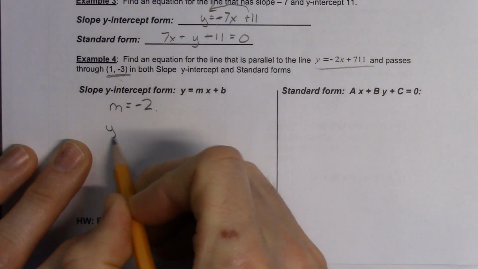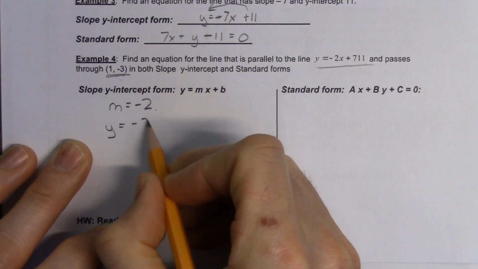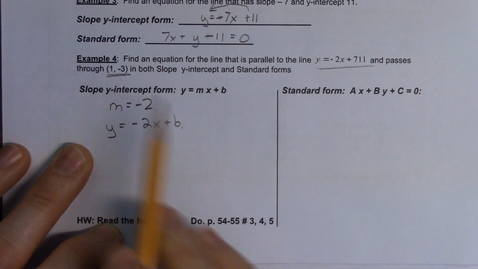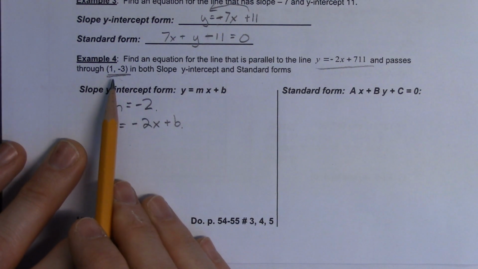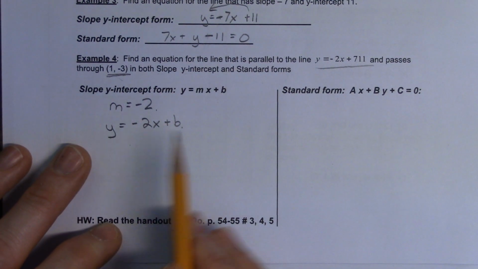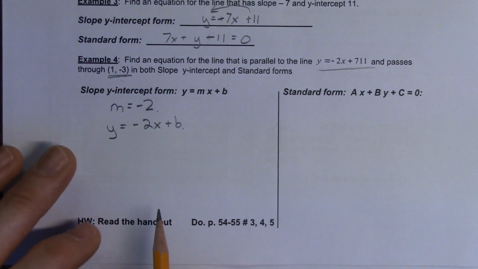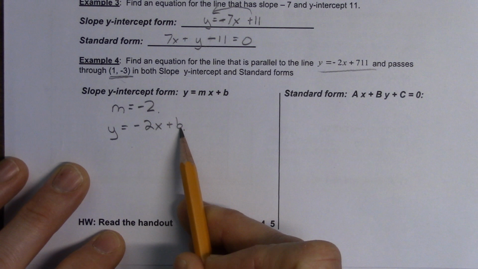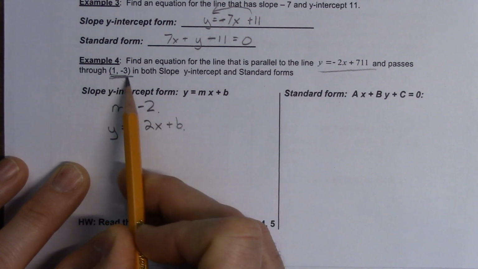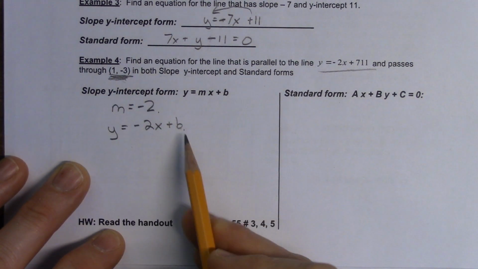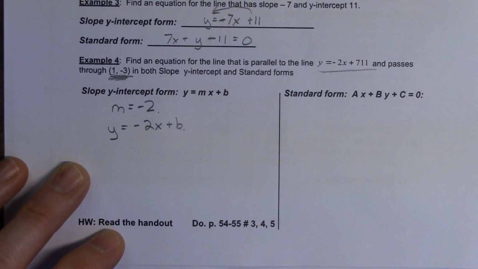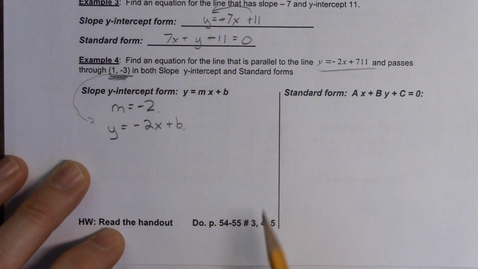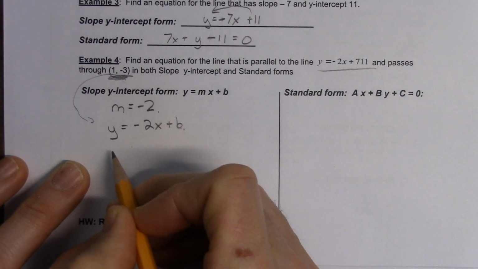Okay, so we have -2, and we know it passes through 1, -3. So what we actually have here is y equals -2x plus b. Now we don't have b, but we know it passes through 1, -3. So Josiah, what can we do to find b? What can we do if we know that the line passes through this point, 1, -3? What can we do to find b? Yeah, exactly. We're going to take that point and we're going to substitute it in. Okay, so what am I going to put in for y, Josiah?